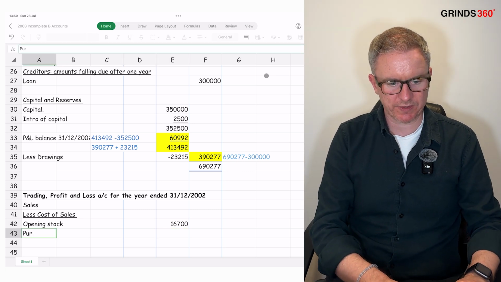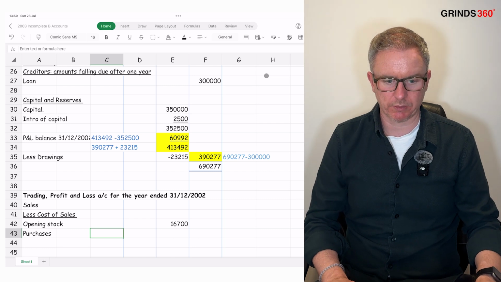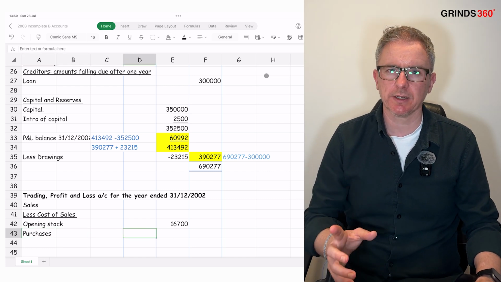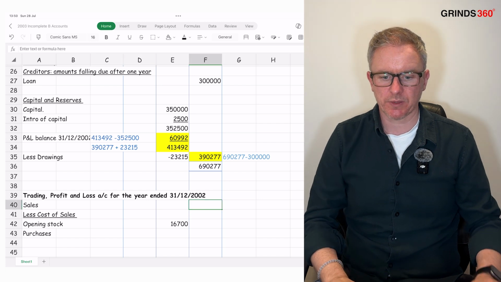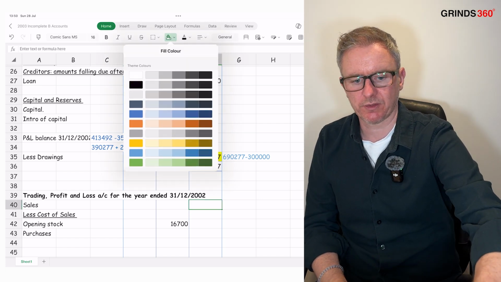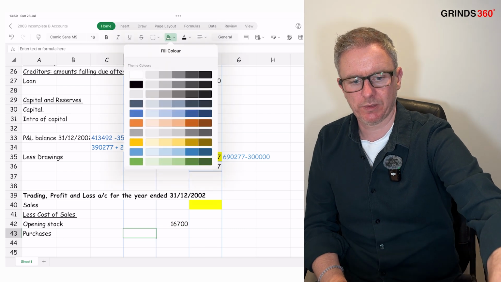Then we have our purchases. We don't know what our purchases are because we don't have that figure yet. It's not like an incomplete A where we worked and got our sales and our purchases first. So we don't know what either of these figures are. So I'm just going to mark those in yellow for you, just so as you can see. We don't know what they are.